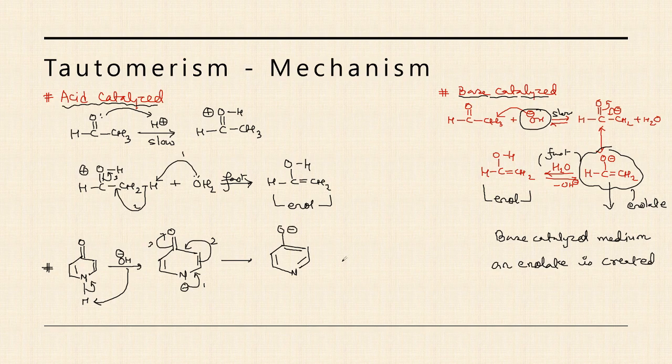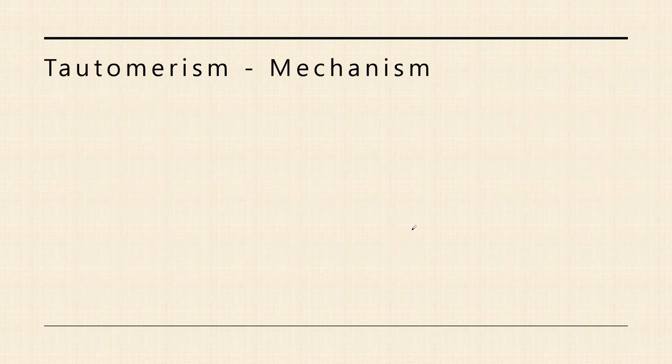And you will get this O minus, which will further react with H2O to release OH minus, which was utilized. Catalyzed means whatever you are taking to perform the reaction needs to be removed, and you will get OH. So this is how tautomerism would take place. Understood? This is how tautomerism would take place. Now let's take another example.